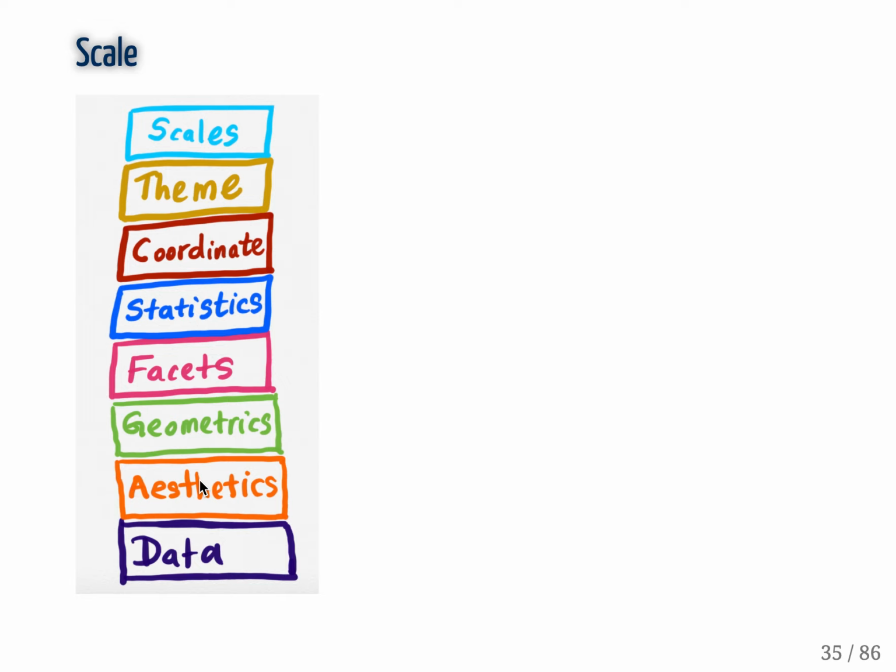The last layer is scales. Scales define how the mapping you specify inside aesthetics should happen. All mappings have an associated scale, even if not specified. Everything inside aesthetics will have a scale. If none is provided, it will get a default.